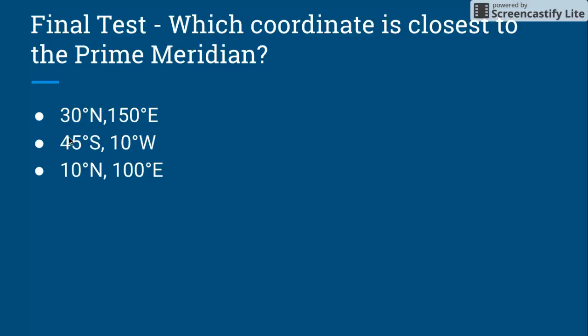Hopefully this makes a little bit of sense, especially when we get some practice in.